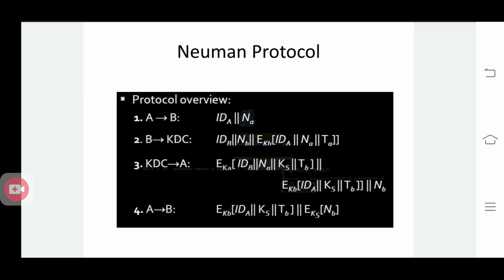After that, the KDC has to give A the session key. So how is the session key given? The generated session key has to be encrypted. First, it will be appended with the TB and IDA. That is encrypted by using KB. Then that is appended with another encryption, done with EKA: TB, KS, NA and ID of B, encrypted by using the master key of the center.